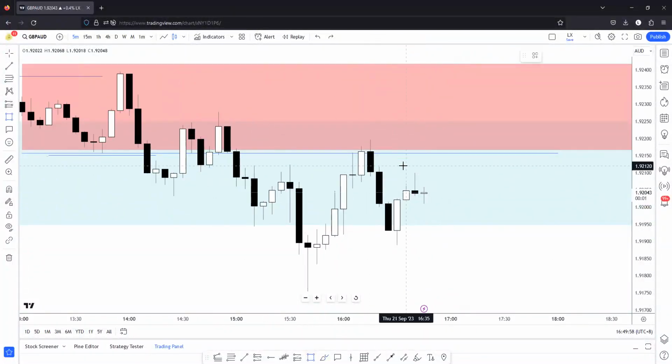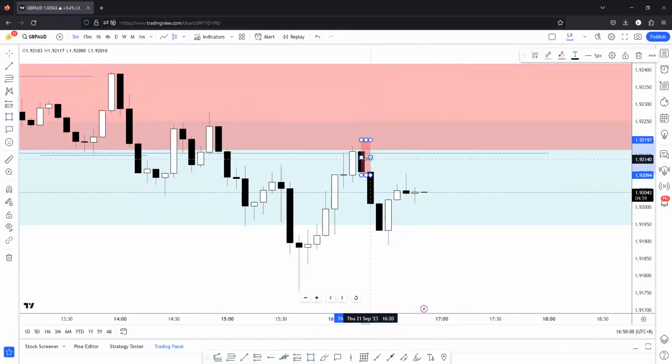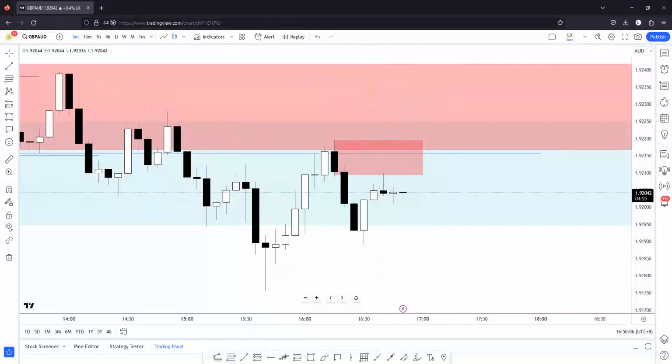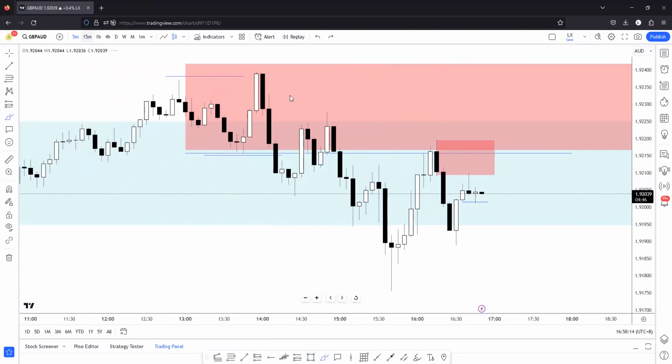So price is pushing back into the zone as a potential supply. In fact, on the lower time frame, this is a potential supply here. So you can see this region. For me, on the lower time frame, if price breaks and closes below this zone, this last low here, then there's a potential for movement to the downside.